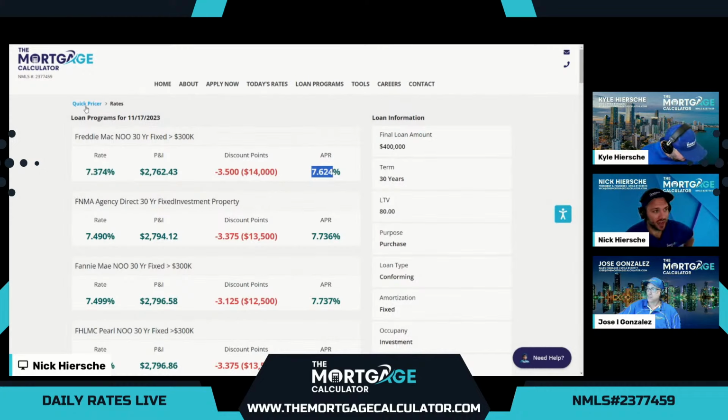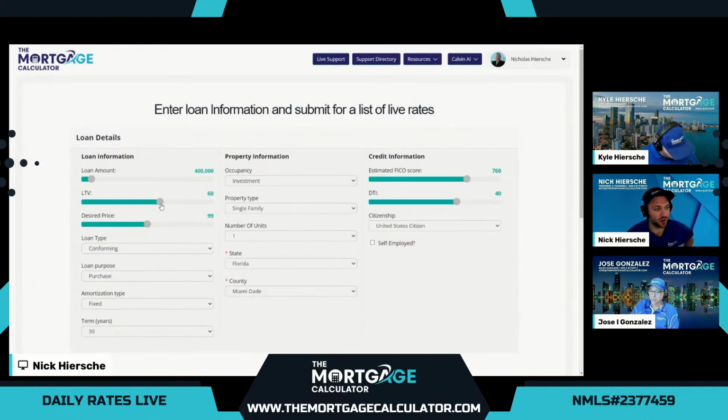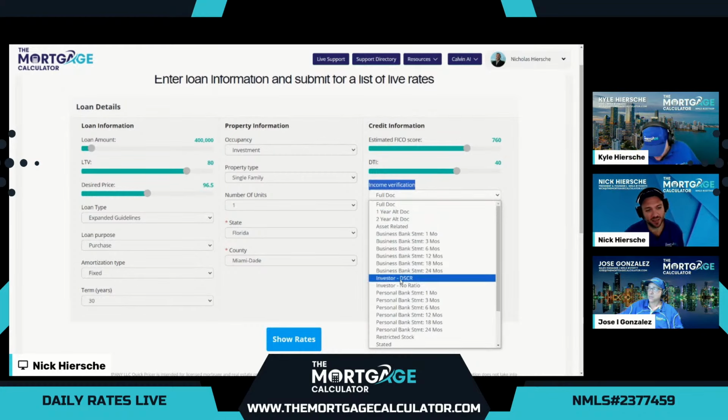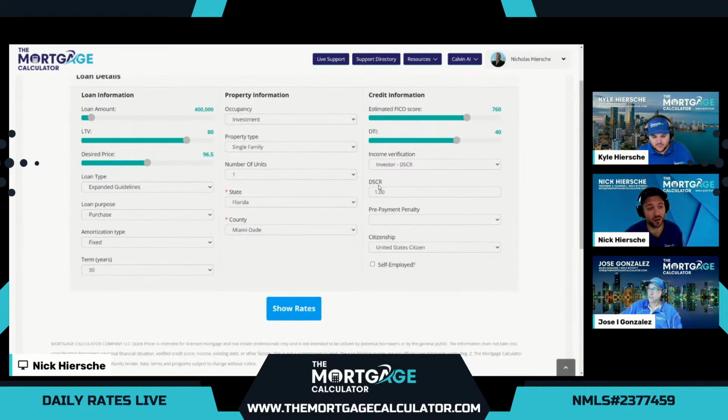But most of our customers ask to compare a non-QM program for investments. So for our final demo, we want to pull up the same scenario. And this time we'll use our expanded guideline options. And the most popular income type for an investment property is our topic for today, DSCR. That's because it doesn't require any employment or any income information from our borrower or any documentation on that from our borrower. We simply use the estimated rental income to determine a DSCR value.